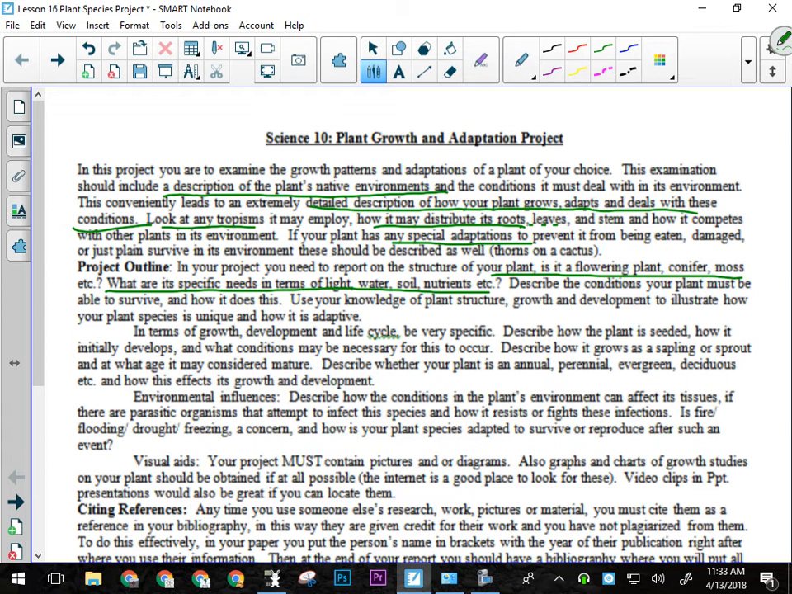Use your knowledge of plant structure, growth, and development to illustrate how your plant species is unique and adaptive. In terms of growth, development, and life cycle, be specific. Describe how your plant is seeded. Is it tiny little seeds like a dandelion that can blow on the wind, or something that puts its seeds inside a giant fruit that has to be eaten, and then the seeds have to pass through the digestive tract of an animal before they can germinate?